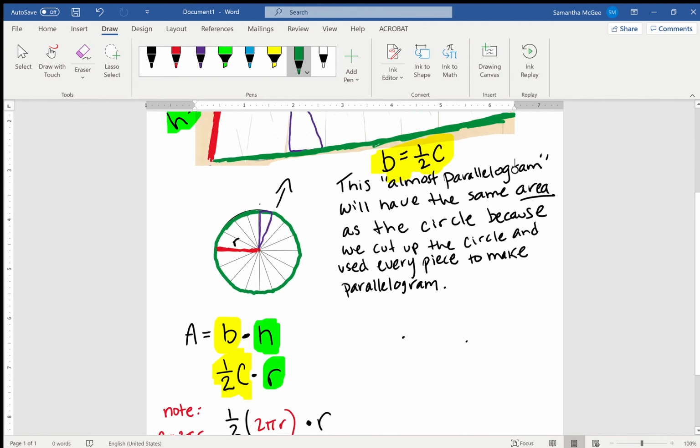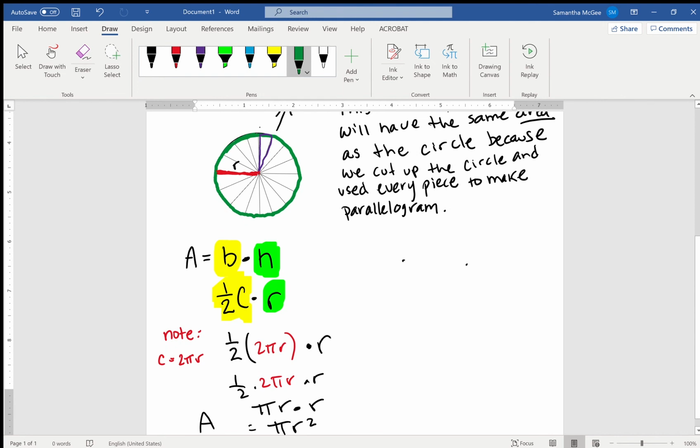Again, this isn't something I'm going to ask you to replicate, but it is kind of cool to prove to ourselves and see where that area of a circle formula comes from.